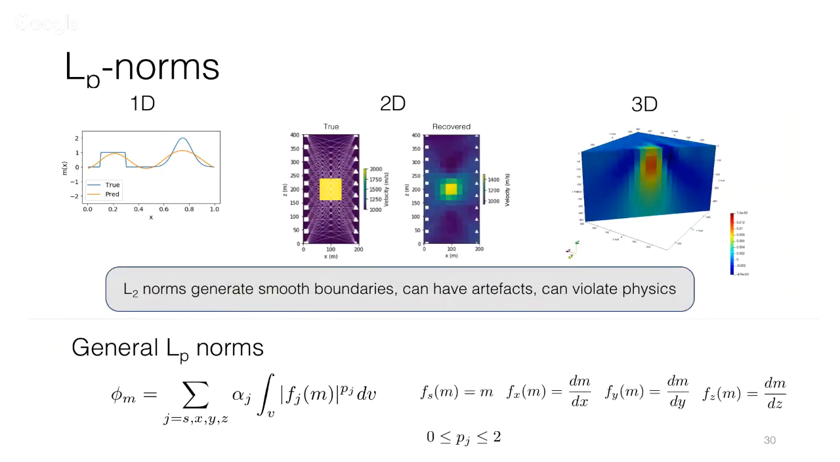So we got 1D, 2D, or 3D. These were our generic conversions. And we saw L2 just kind of generally smooth, bounded as artifacts of physics. So we introduced the general LP norm. That's the sum of these, whatever quantity, either the model or its derivative raised to a particular power. P is between 0 and 2.